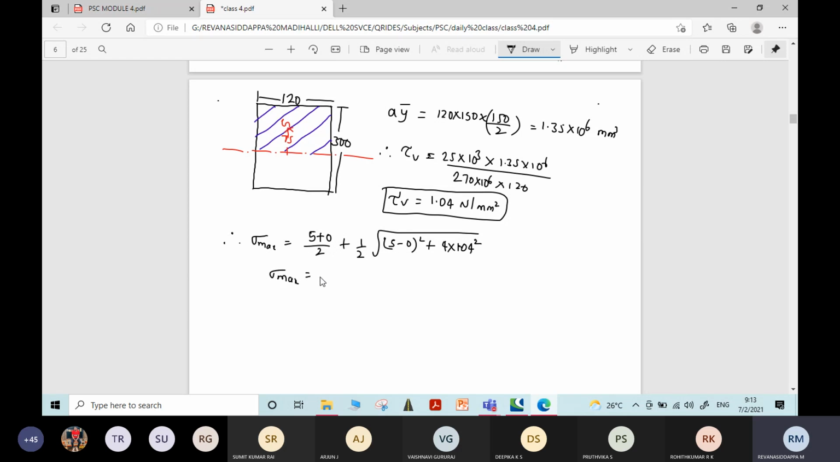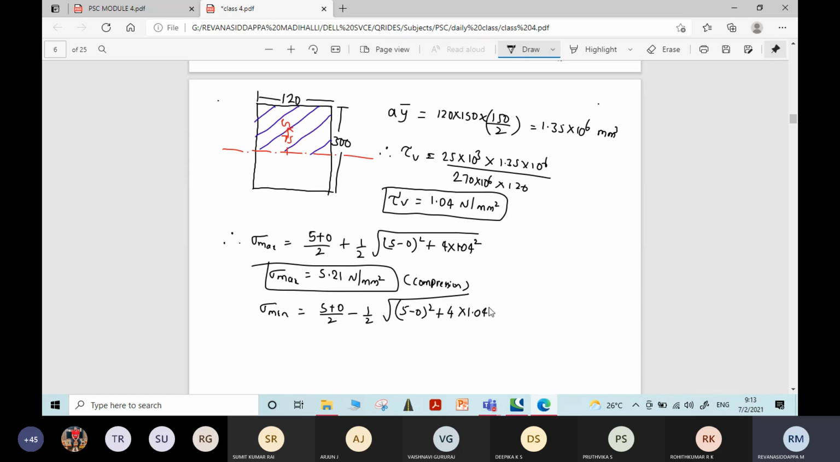How much will we get? 5.21 Newton per mm square. Plus sign means compression. Okay, then sigma minimum also you find. Sigma minimum is equal to 5 plus 0 divided by 2 minus half of root of 5 minus 0 whole square plus 4 into 1.04 square.